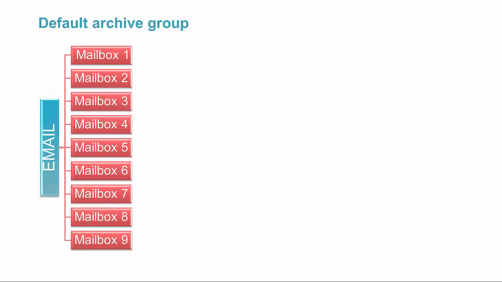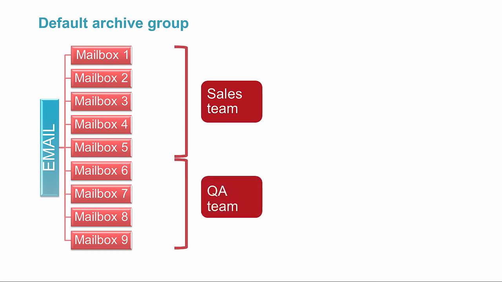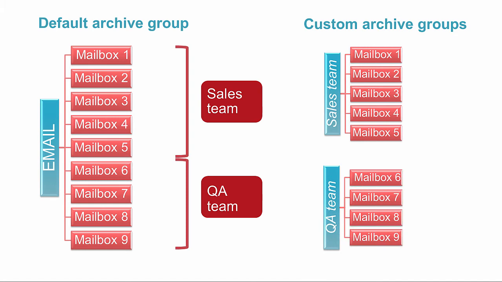Consider an example where the default email archive group has many mailbox archives in it. Some of the mailbox archives belong to the sales team, and others belong to the QA team. You can create your own custom archive groups to organize your archives. For example, you could create groups such as Sales Team for archives belonging to the sales team, and QA Team for archives belonging to the QA team.